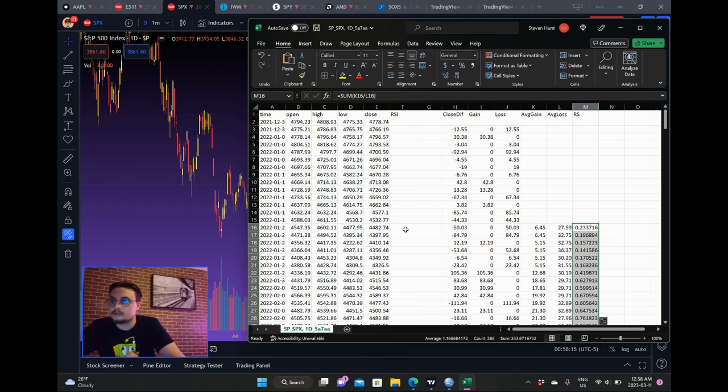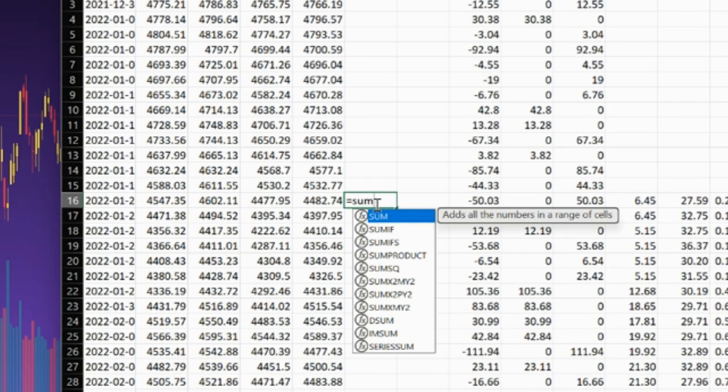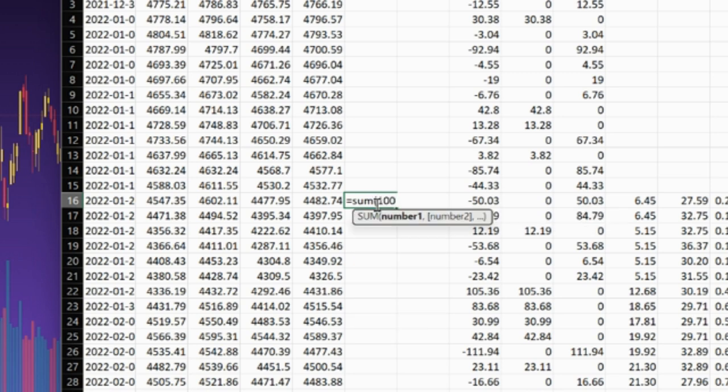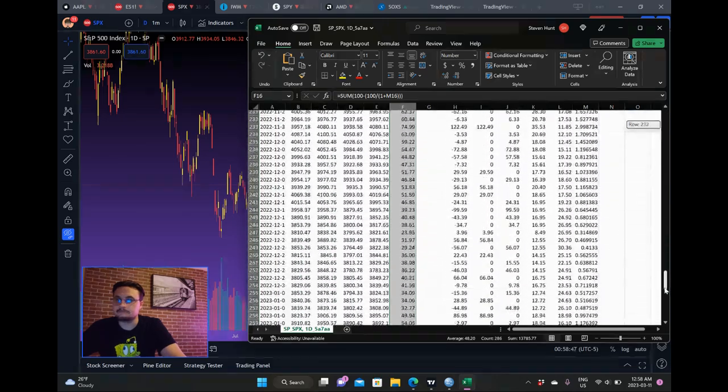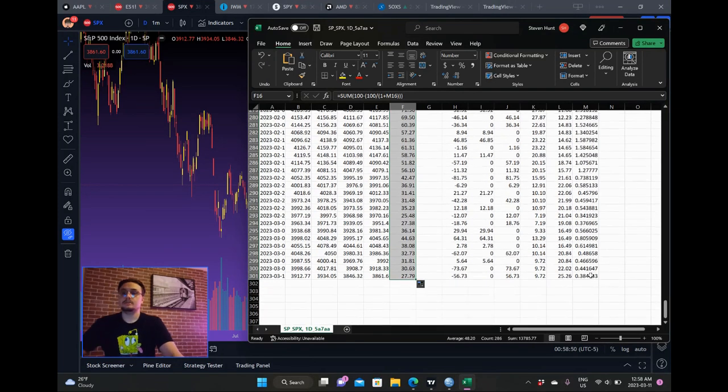And to calculate the RSI, the formula is quite convoluted, but it is 100 minus bracket 100 divided by 1 plus the RS, and close your brackets. And there's our RSI. Okay. So we're going to send that down. And there we go. All right.